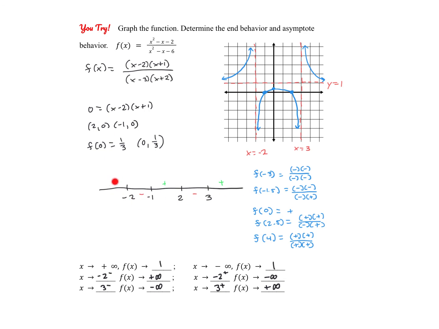So our graph is positive to the left of -2, and then it goes from negative to positive at -1, crosses back over at 2, and then to the right of 3, it is positive. And remember, your graph will just eventually start heading towards your asymptote. So as long as you know if it's positive or negative, really you'll know what will happen in the long run. And then here you can see our end behavior and our asymptote behavior.